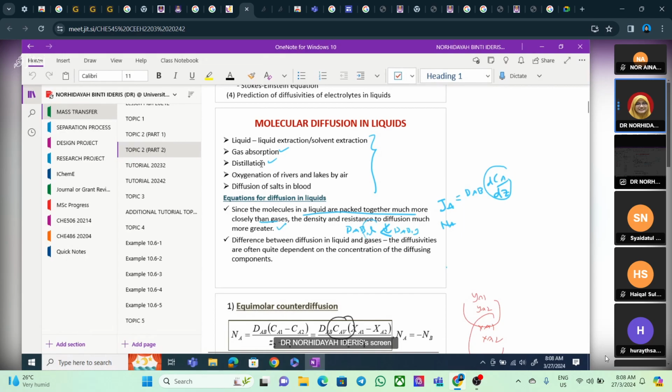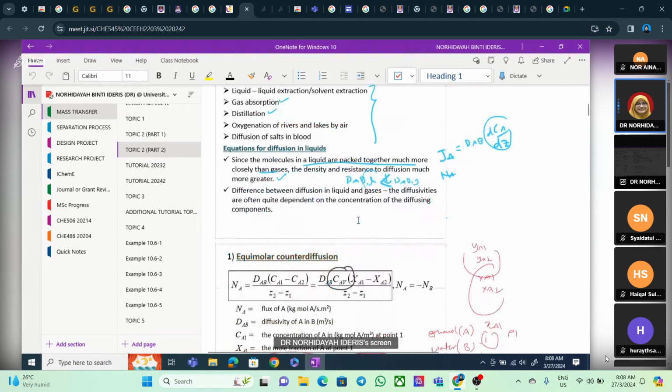And then the answer for molecular diffusion in liquid in common daily life is the diffusion of salts in blood, oxygenation of rivers and lakes by air, and you can look for some other examples. In terms of packing, the atoms or molecules of liquid are packed much closer together, so it will create more resistance for the diffusion process to occur.